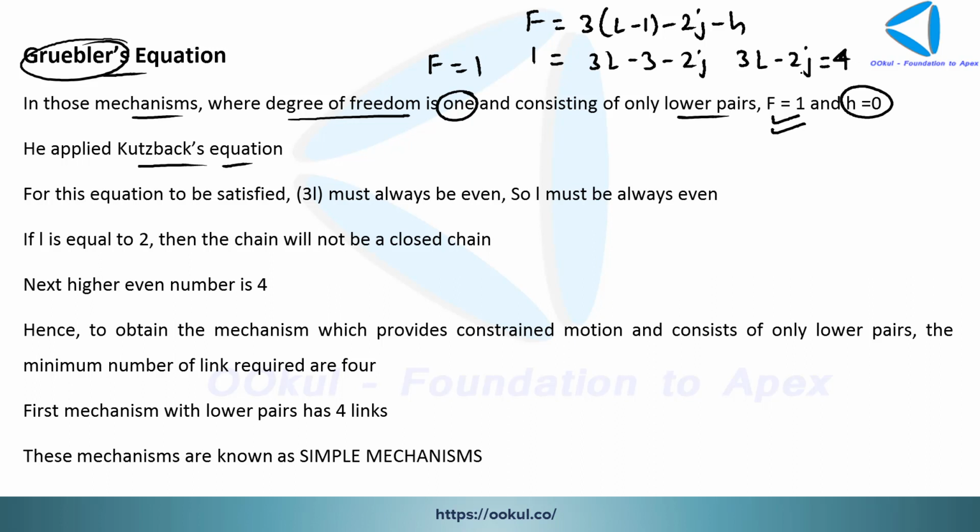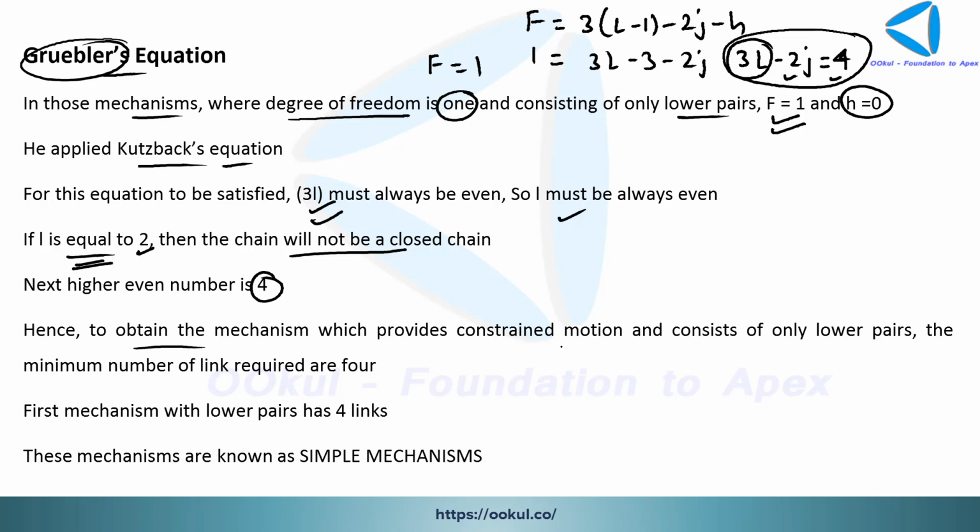Clear? So for this equation to be satisfied, there are two even numbers. 2J is always even, 4 is even, so 3L must also be even. And 3L will be even only when L is even. Then what is the lowest even number? That is 2. But if L is equal to 2, that is the number of links is 2, then the chain will not be a closed chain. It is not possible. So we move on to the next even number greater than 2, that is 4.